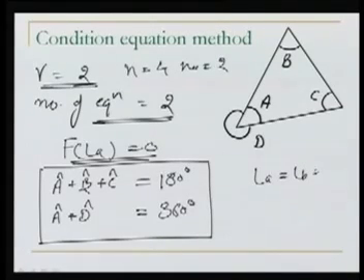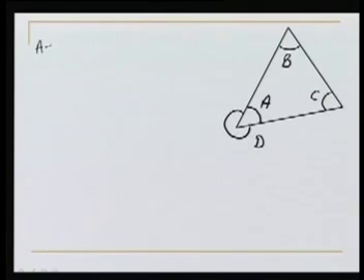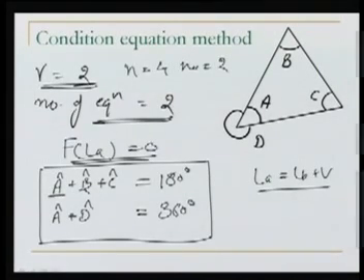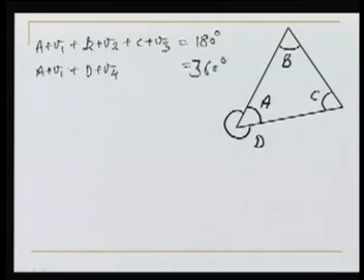Now once we have done it, we replace LA by LB plus V. So let's do it. We can write it as A plus V1 plus B plus V2 plus C plus V3, this is equal to 180 degrees, and then A plus V1 plus D plus V4, this is equal to 360 degrees. So what I am doing for A, I am replacing that by A plus V1. V1 is the error in observation A. Okay, and for D, D hat is observation D plus V4. V4 is the error in observation D. So this is what we get now.